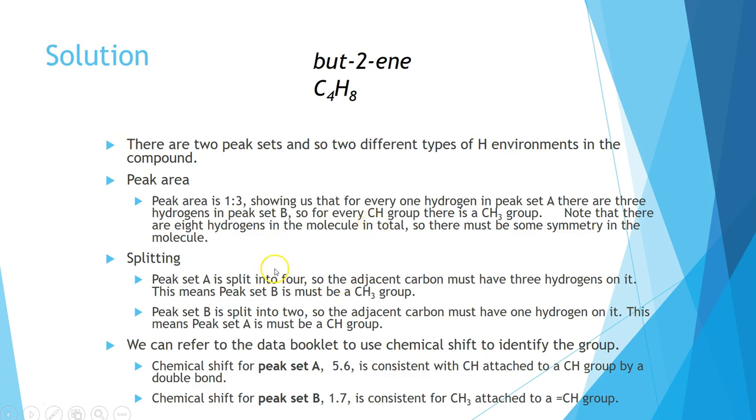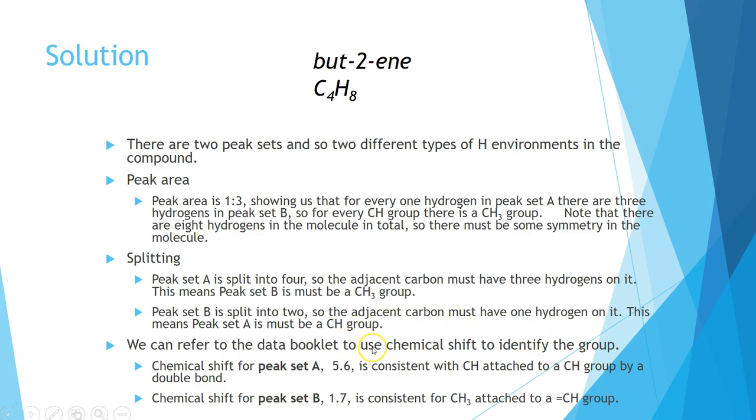Then we can look at the splitting. The peak set A is split into 4, so the adjacent carbon must have 3 hydrogens on it, as we said before. Peak set B must be a CH3 group, which is consistent with its chemical shift as well. Peak set B is split into 2, so the adjacent carbon has 1 hydrogen on it. So peak set A must be a CH group, which is consistent with what we decided as well.